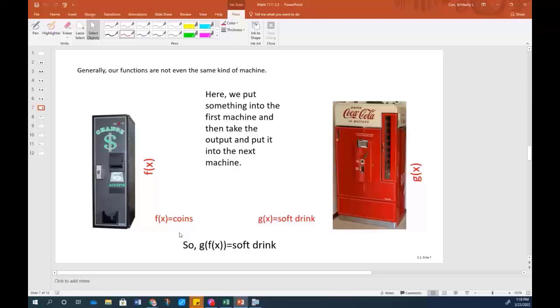But when we say, what if f of x is the coin machine, g of x is the soft drink machine, then g of f of x means to take the coins, because remember, f of x gives you coins. Take the coins and put them into the soft drink machine. But x would have been like a dollar bill. A dollar bill was turned into coins, and then the coins were turned into the soft drink. Now, if you actually have a machine that you can put a dollar bill into and get a soft drink out of, you don't have to have coins at all, then it's like you've got a composite there. It's taking care of both things at once.